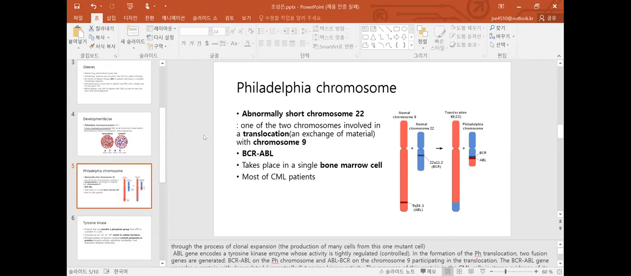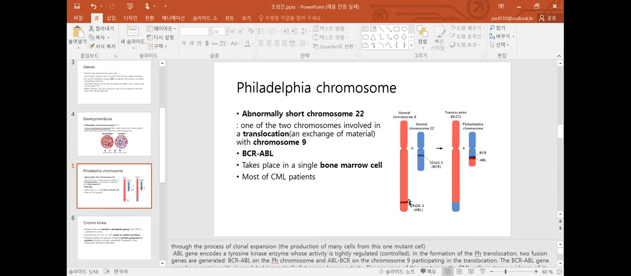Okay, let me help you a little. This is a very unique part of Gleevec. Do you see my cursor? Yes. Okay, so this is a normal chromosome 9 and chromosome 22. Usually, translocation happens with its sister chromosome. But in the case of cancer, there is more instability of the chromosomes. Sometimes they should not translocate between different chromosomes, but sometimes it happens because of instability. That's why some parts of chromosome 22 and chromosome 9 get exchanged.